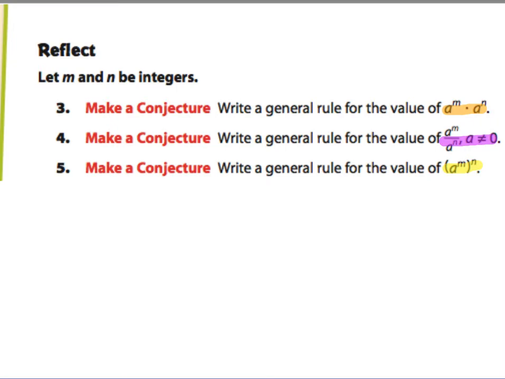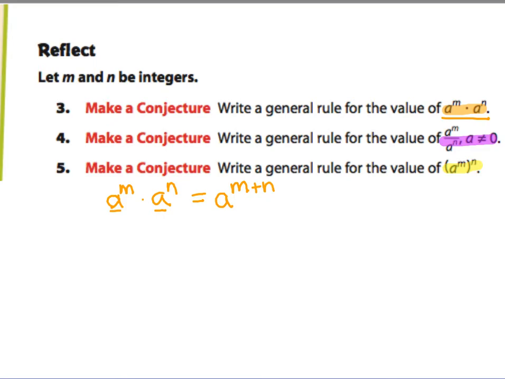Alright, so starting off, I noticed that when I multiplied my exponents, so for any problem, a to the m times a to the n, as long as my bases are the same, it becomes a to the m plus n.